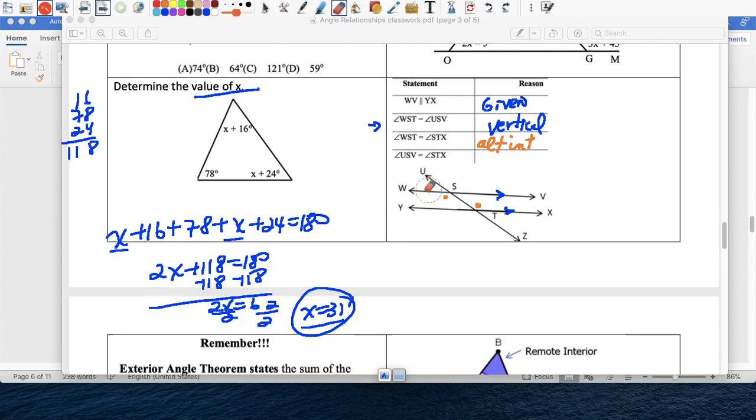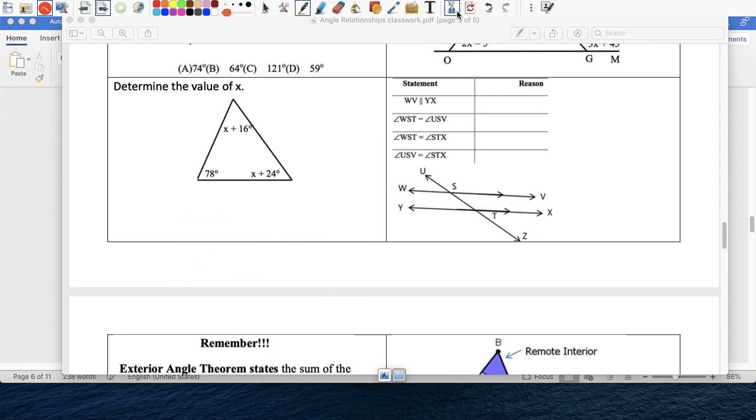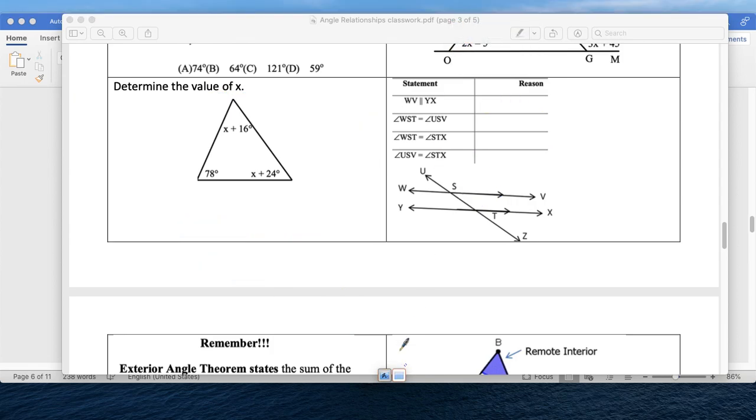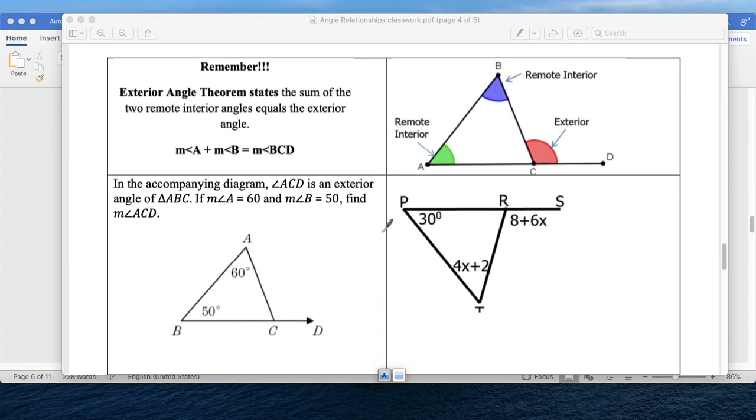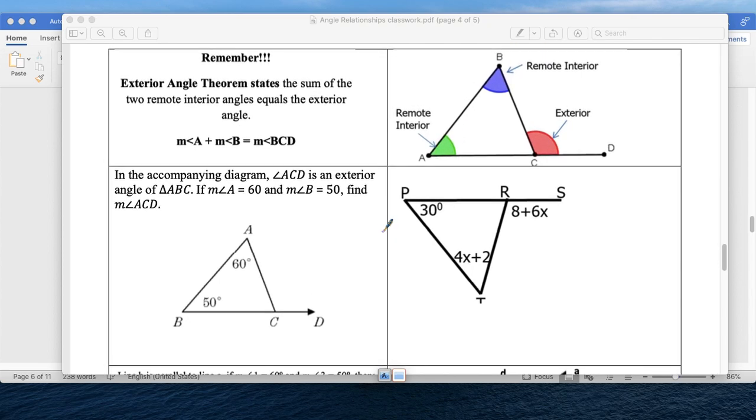And last but not least, USV, which is this angle right here, and angle STX, where's X? X, which is right here. Those two angles, why are they equal to each other? Because they're corresponding. We already talked about that, so it's a repetition.